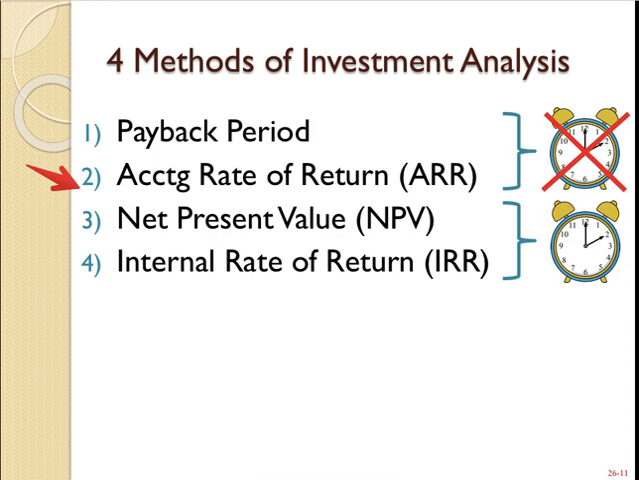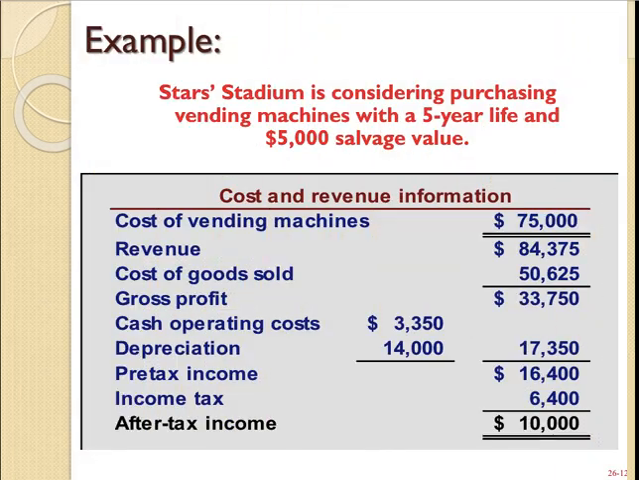So first, let's talk about payback period. Now I have this example problem here. It says Star Stadium is considering purchasing vending machines with a 5-year life and a $5,000 salvage value. So this stadium, we don't know if they play baseball or soccer or whatever they play there, but they want to make a little bit extra money by having vending machines, because the people at these stadiums might want to buy some snacks, and that may be a good revenue source for us. So the cost of these vending machines is $75,000.